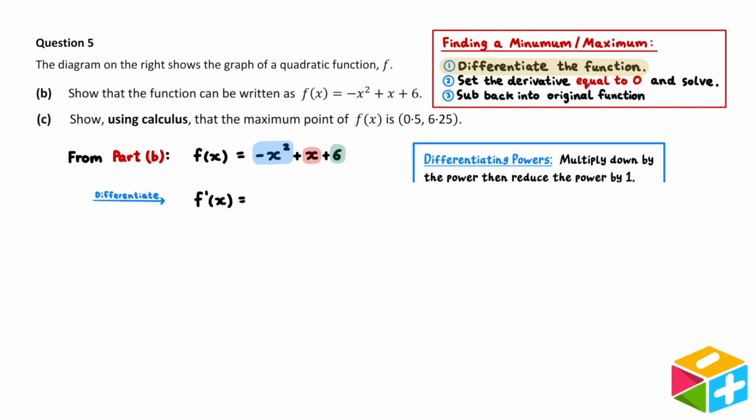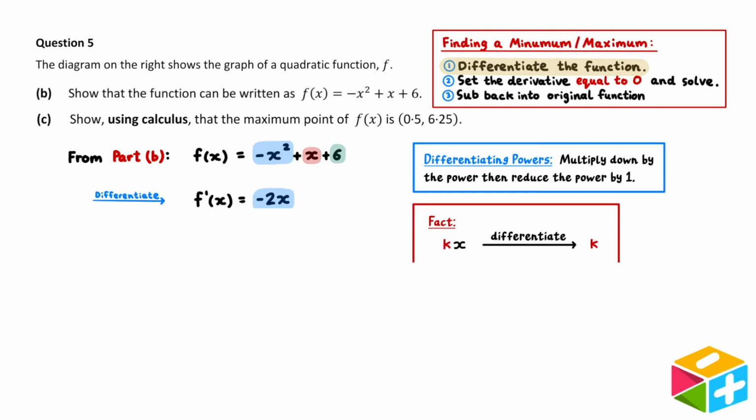Let's start with the minus x squared. We have a rule for differentiating powers of x, which says, multiply down by the power, then reduce the power by 1. The power here is 2, so we multiply down by 2, and then reduce the power from 2 to 1. This gives us minus 2x.